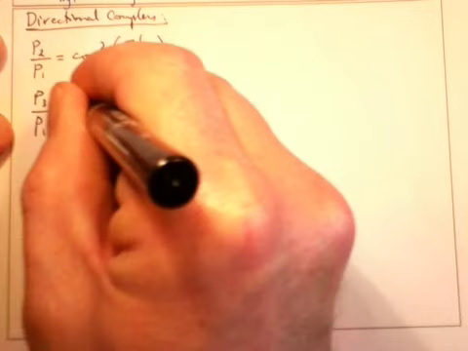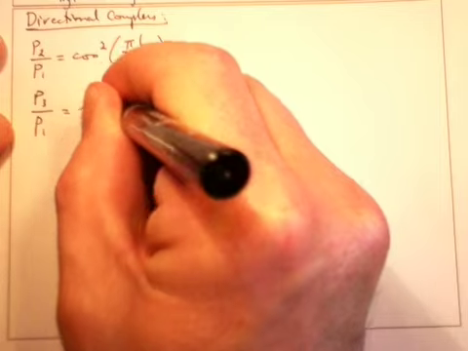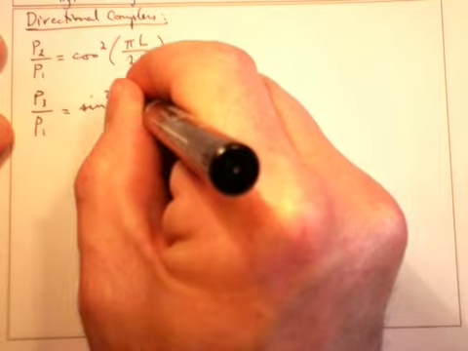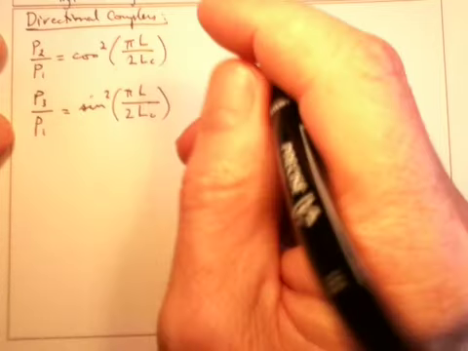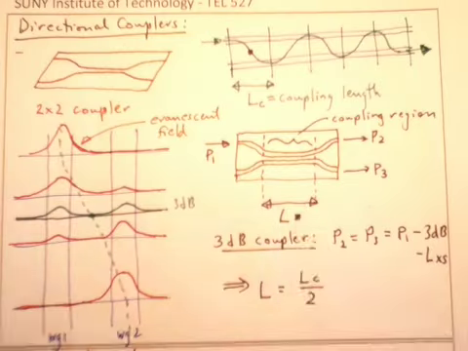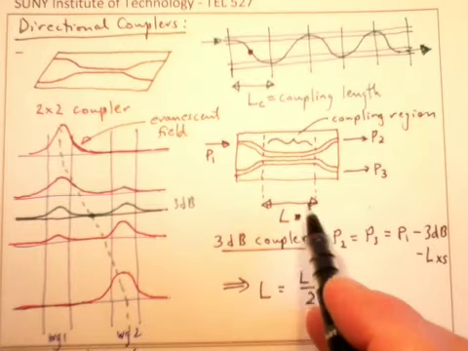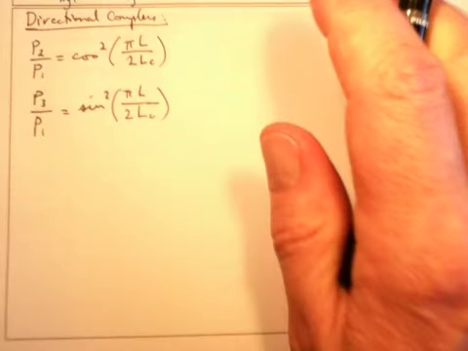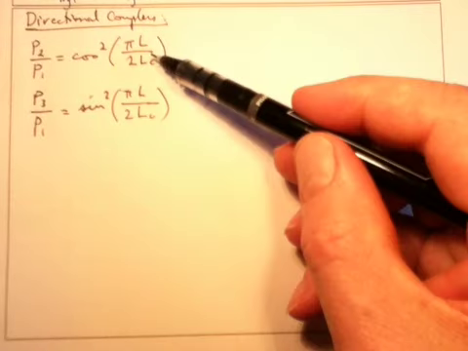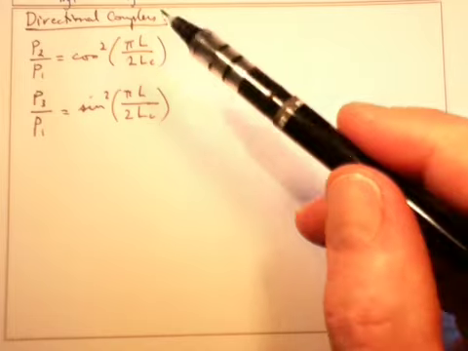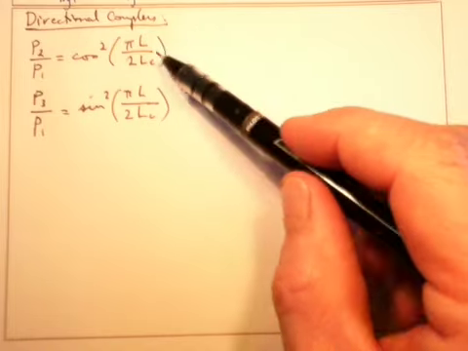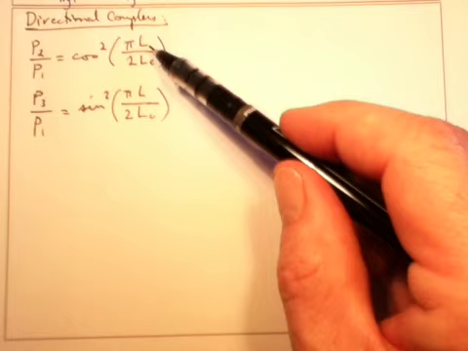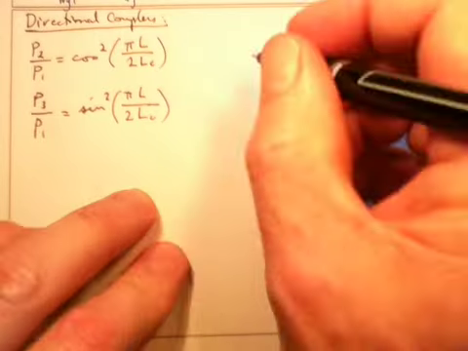and P3 over P1 is sine squared pi L over 2LC. Remember, L is the length of the coupling region, and it is usually measured in units of the coupling length. And so here we can see that L over LC, well, when L is half of LC, then what do we get? So let me just go ahead and graph this out.